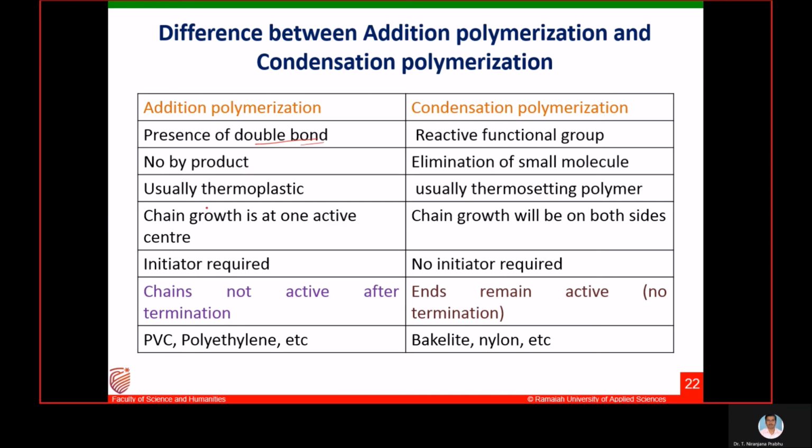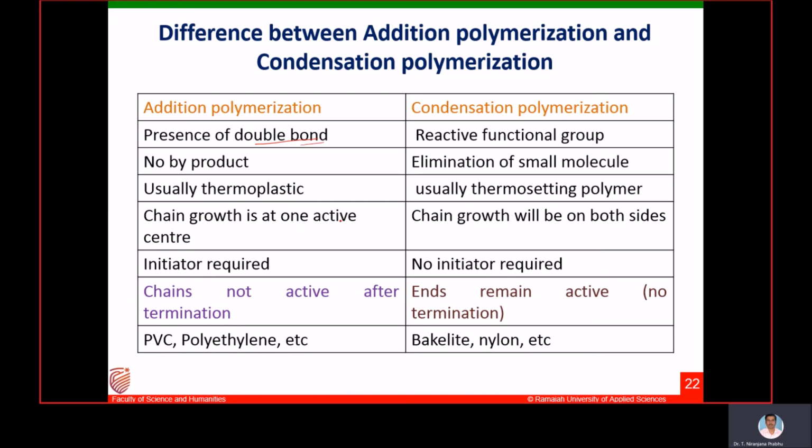Usually, these addition polymers are thermoplastic in nature. That means when they respond to heat, they can recycle themselves. We can reheat, remold, and reshape the polymers. We can recycle the polymers. Many of these polymers are thermoplastic in nature.